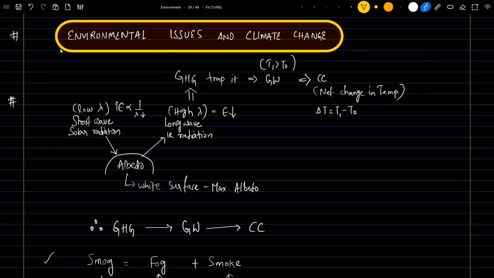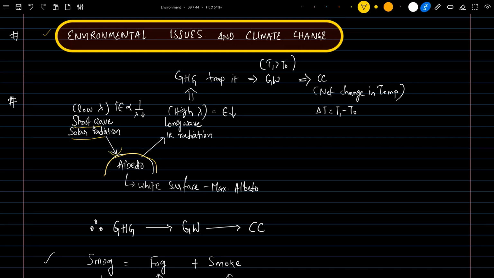Now coming to a fresh topic called environmental issues and climate change. In this, we'll understand different concepts associated with it. So we all know there will be solar radiation, short wave solar radiation. Let's say this is the Earth surface. So short wave solar radiation will be received.